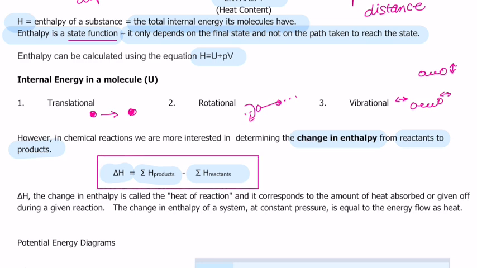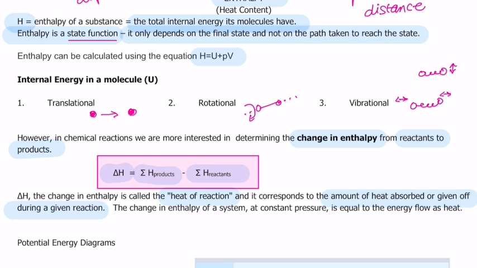This is an important equation. You should keep this in mind, but it shouldn't be very hard because it is talking about final minus initial, which is what change in most quantities, like change in temperature, change in pressure, is also measured as. Okay, and this enthalpy is the heat of reaction. It corresponds to the amount of heat absorbed or given off during a reaction.